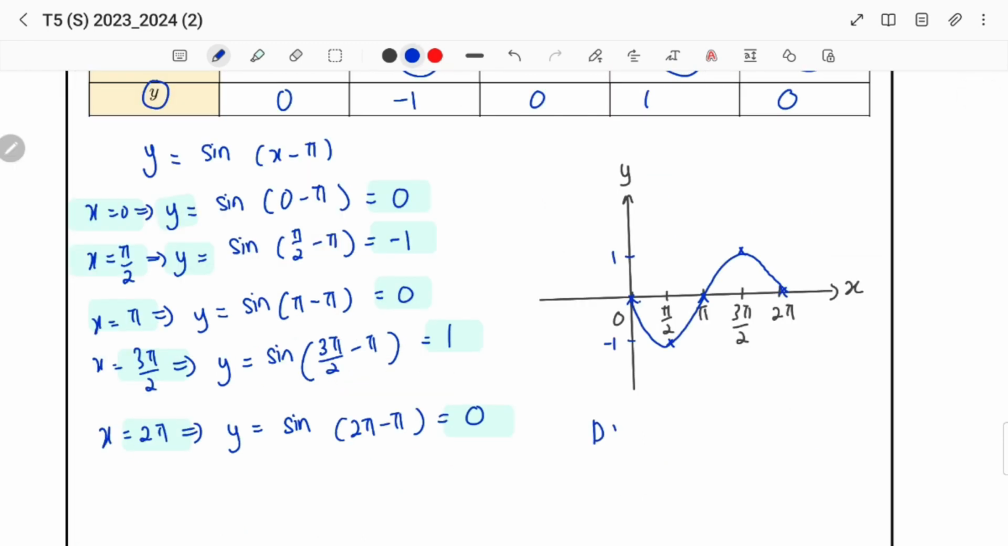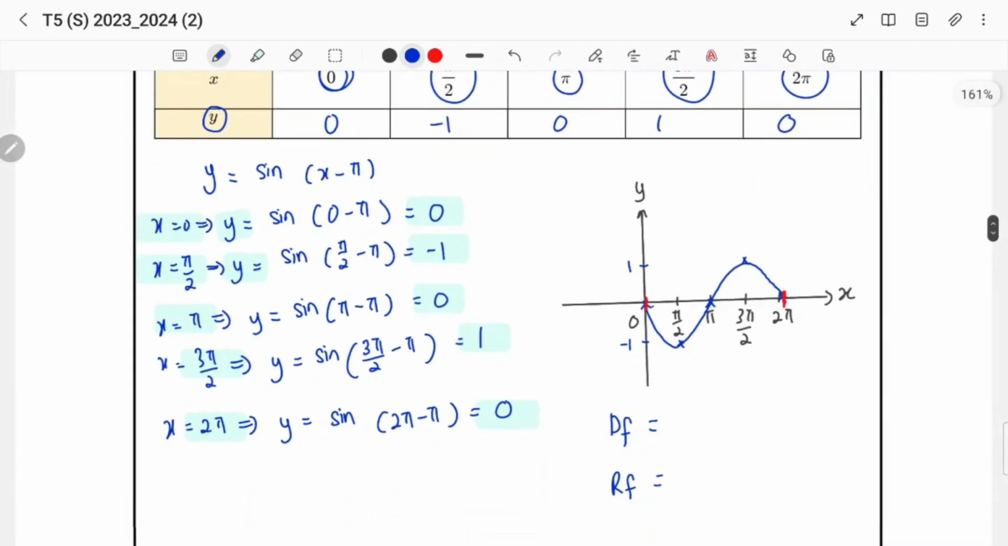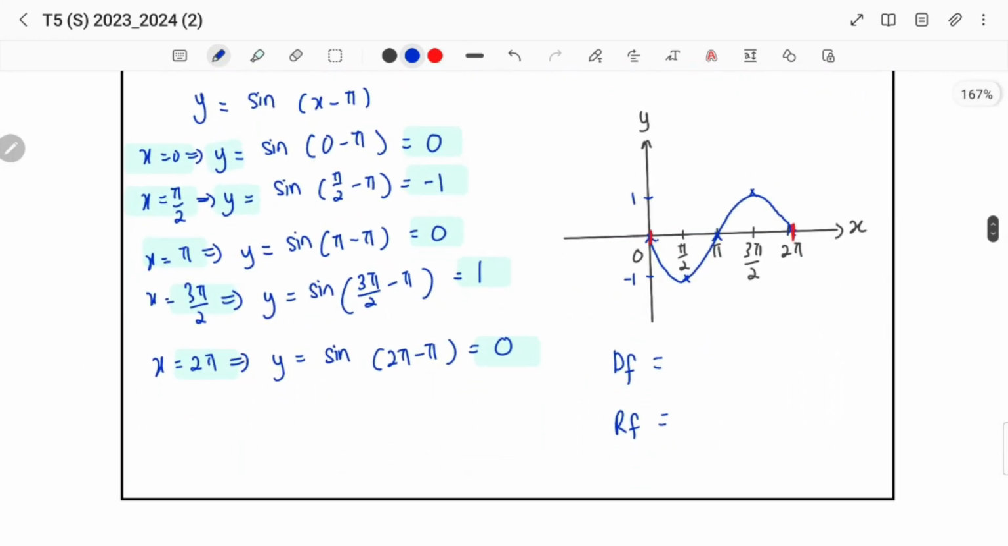Next, we need to find the domain and range for the graph. For the domain, we can see that our graph starts from x = 0 until x = 2π as the condition. So our domain is 0 until 2π, close bracket. And then for the range, our value of y starts from −1 and then it stops at 1. So the range is [−1, 1].